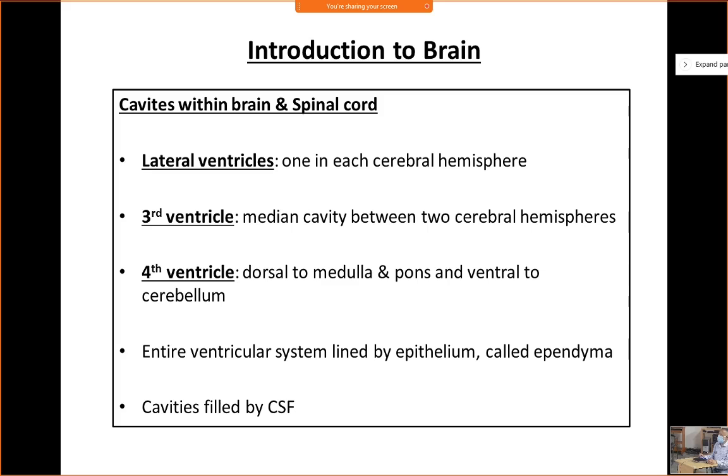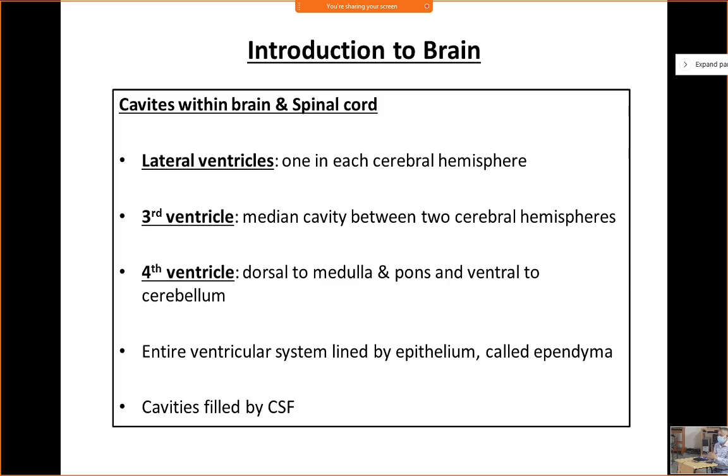The third ventricle is in the midline, a median cavity between the two cerebral hemispheres. The lateral ventricle is inside the cerebral hemisphere. Suppose this is one cerebral hemisphere, and inside it is one cavity. This is your lateral ventricle, because it is on the lateral aspect, not in the midline. The second one is the third ventricle, and the lateral ventricle communicates with the third ventricle. So where is the third ventricle? Between the two cerebral hemispheres.